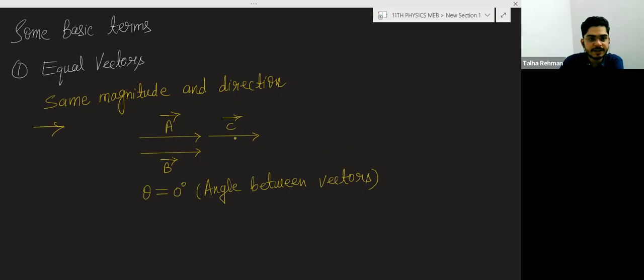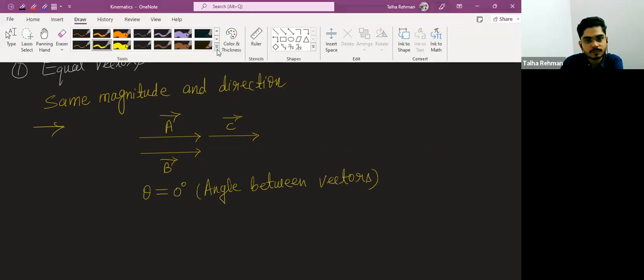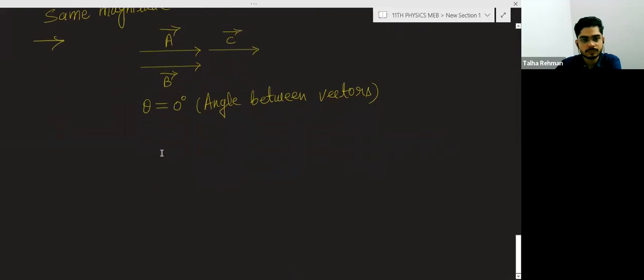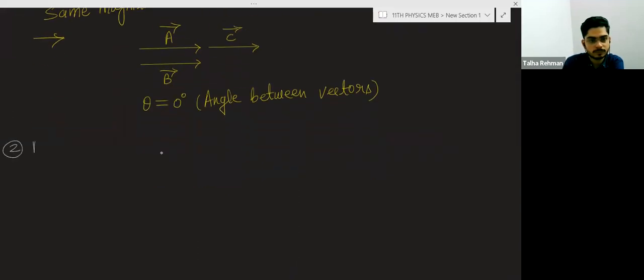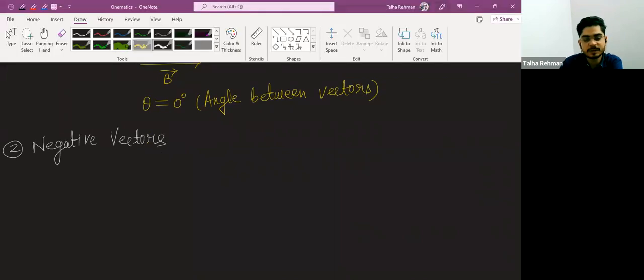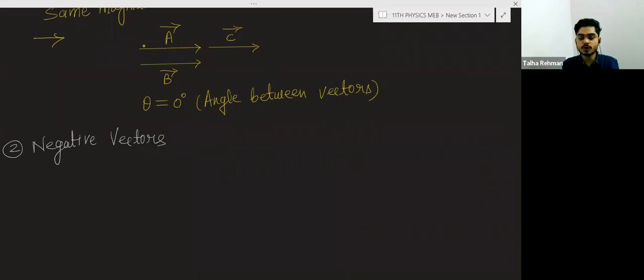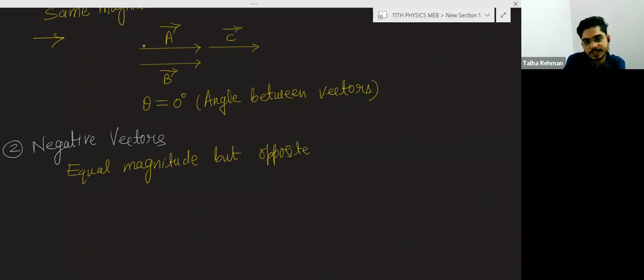Now another term is negative vector. Negative vectors are the vectors, they have the equal magnitude but the opposite direction. They have the equal magnitude but opposite direction.